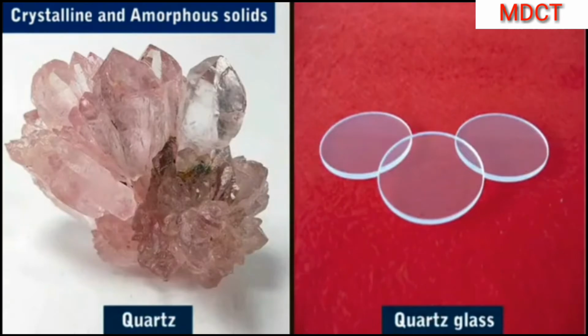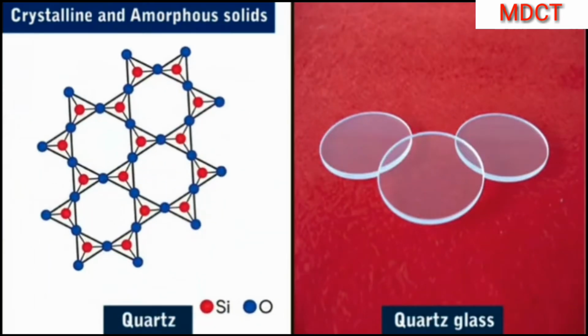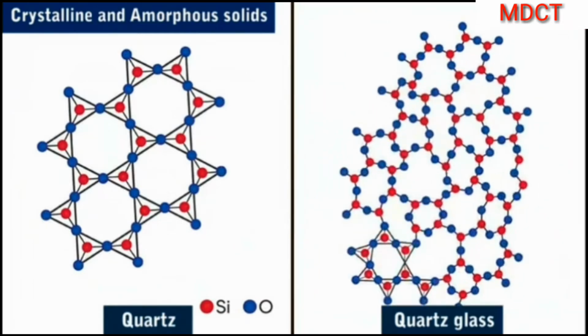Here you can see the arrangement of quartz, which is a crystalline solid, and also of quartz glass, which is an amorphous solid. From these two images, you can clearly observe that both solids have similar arrangements. However, in quartz glass, there is short-range order.